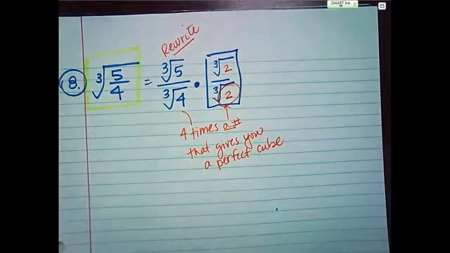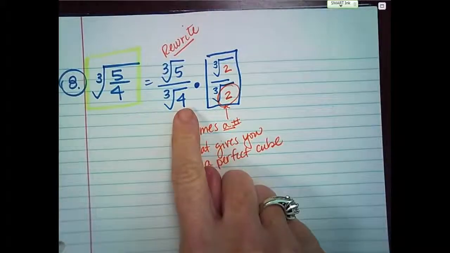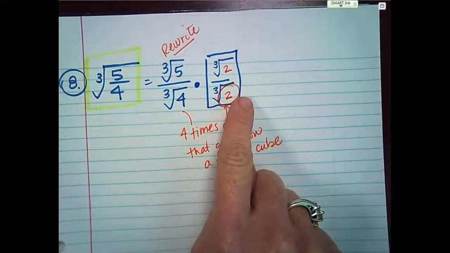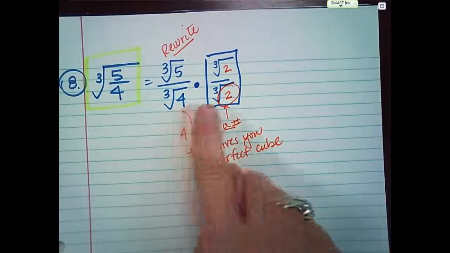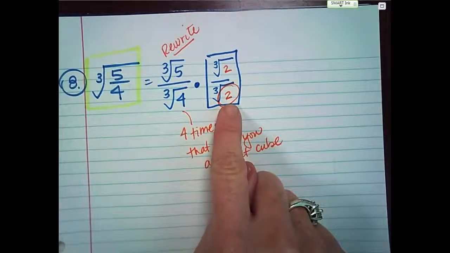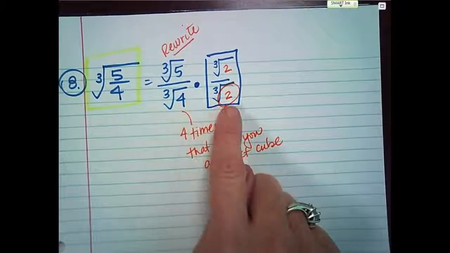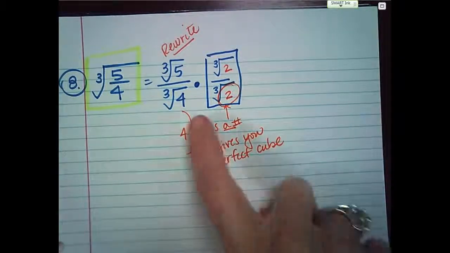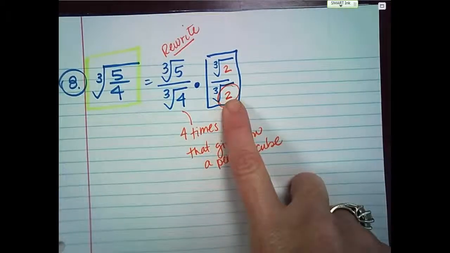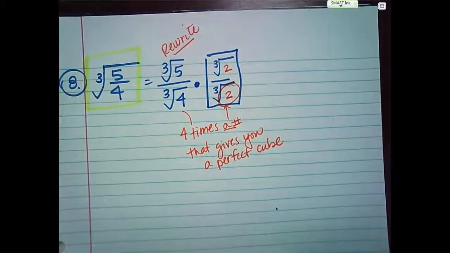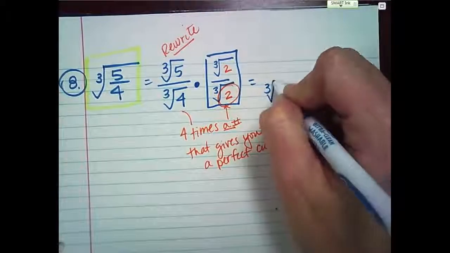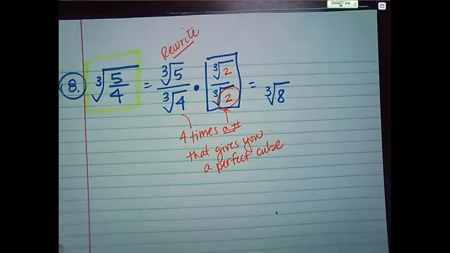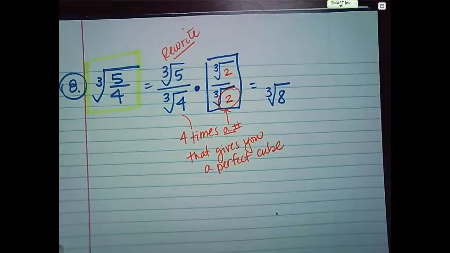Now let's check it. In other words, I'm saying the cube root of 4 times the cube root of what number gives me a perfect cube. So 4 times what gives me one of those cubes over there? I said, okay, 4 times 2. Isn't that going to give me a perfect cube? Sure, it's going to give me the cube root of 8. And does that drop the radical? Absolutely. What's the cube root of 8, guys? 2.